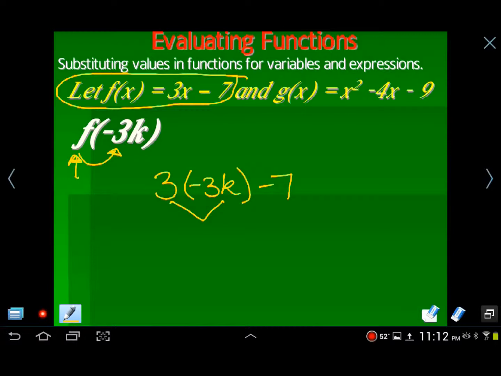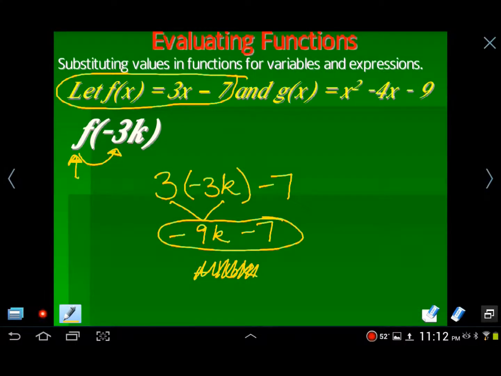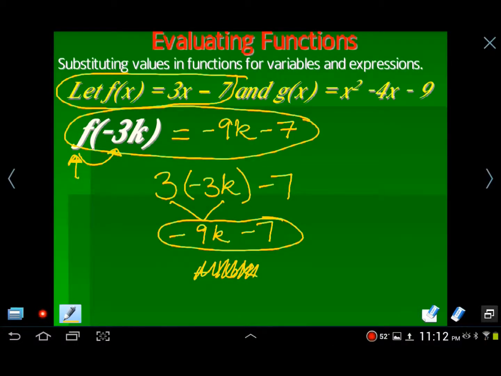So 3 times negative 3k is negative 9k minus 7. And negative 9k minus 7 is negative 16k, right everybody? No, it's not. Do not do that. That is in lowest terms, and that's all you can do with it. There you go. So f of negative 3k is negative 9k minus 7. There's the answer.